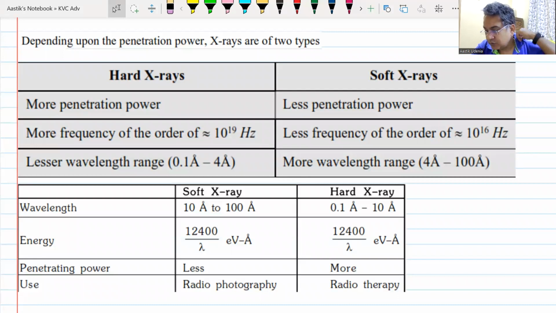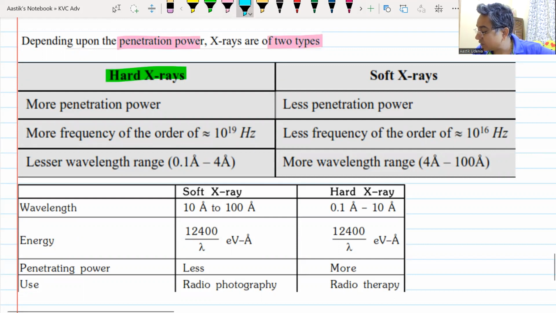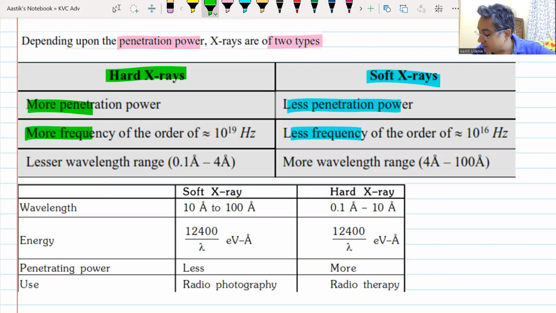Now we come to this part where we understand how we can classify X-rays based on the penetration power. X-rays are of two types. It's very easy to understand why one is known as hard and the other one is known as soft. Soft will have less penetrating power, hard will have more penetrating power, soft will have less frequency, hard will have more frequency, soft will have more wavelength, hard will have less wavelength.